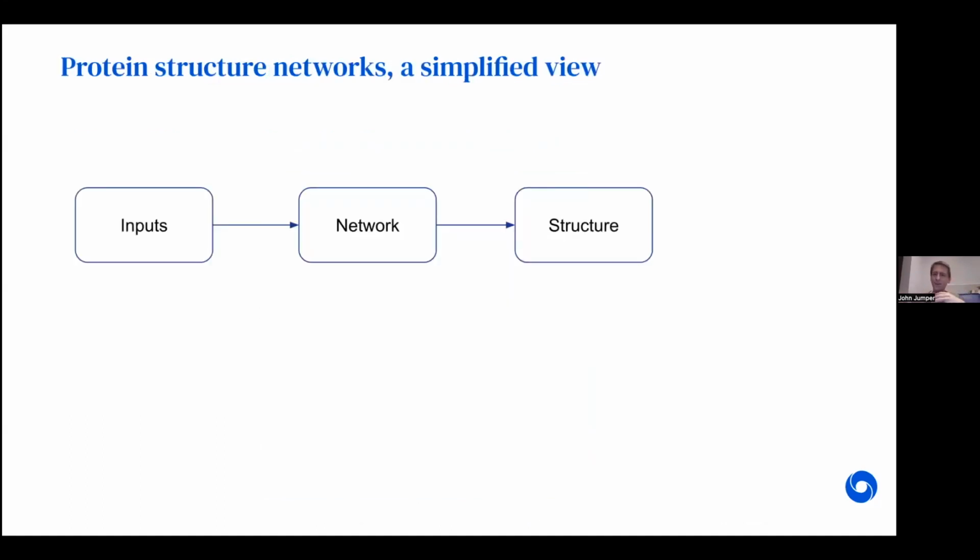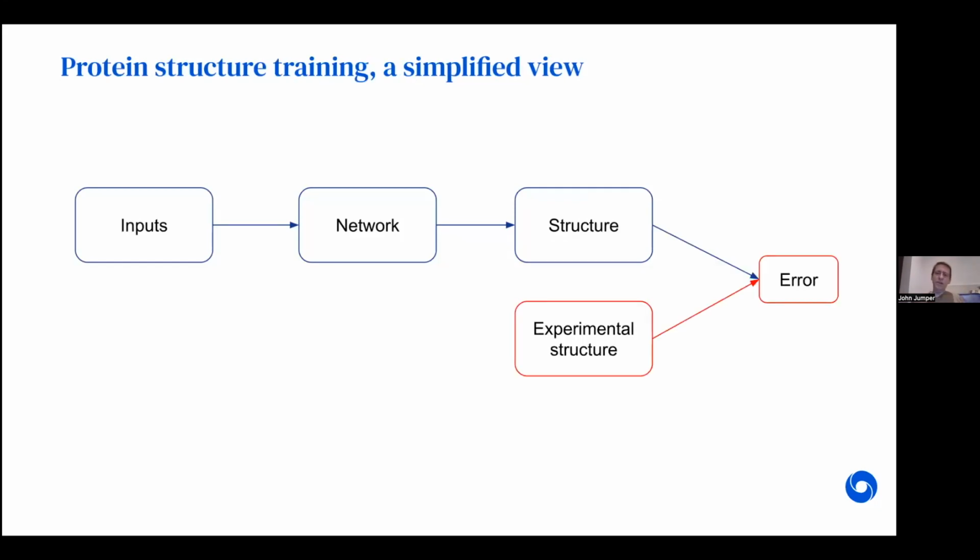So what's the clever idea that got people to this, and why is it called diffusion? Well, let's start with a very, very simplified view of deep learning protein structure prediction. We have inputs, we put them in a network, and we get a structure out, right? The network has parameters and we learn the parameters. Or at least this is how we would use the network. And then how do we train the network? How do we get those parameters? Well, let's just add a red block of the experimental structure. And so we've produced a structure and then we have an experimental structure and we measure the error between those two.